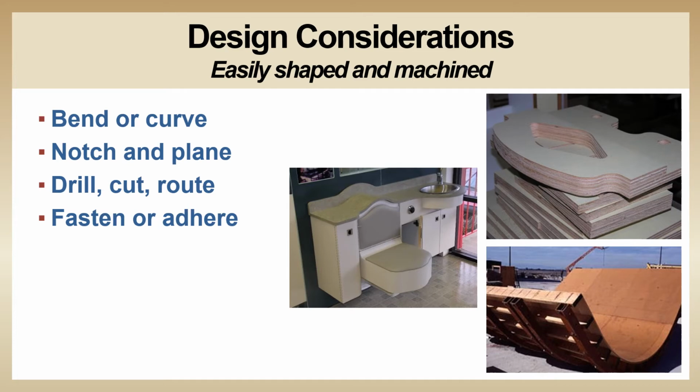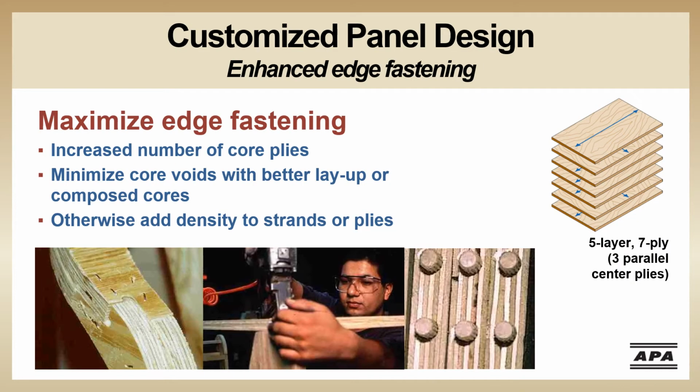Because these are wood panels, they're relatively easy to bend or curve, drill, cut, or route, and can be fastened with a multitude of various mechanical fasteners, dowels, and adhesives. Panels can be attached through all 6 sides. Obviously, attaching to the face or back is the most simple, but edge fastening is also possible. Edge fastening can be enhanced by using an increased number of plies, manufacturing a more solid panel by minimizing gaps between adjoining veneers, or using a more homogeneous product with strands or higher grade veneers throughout the panel.